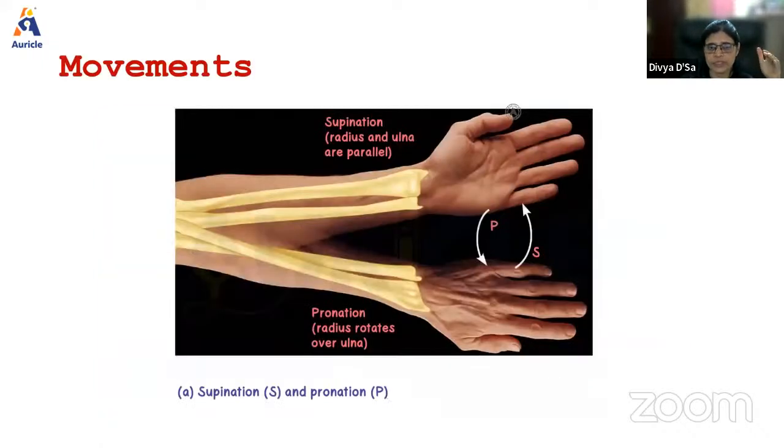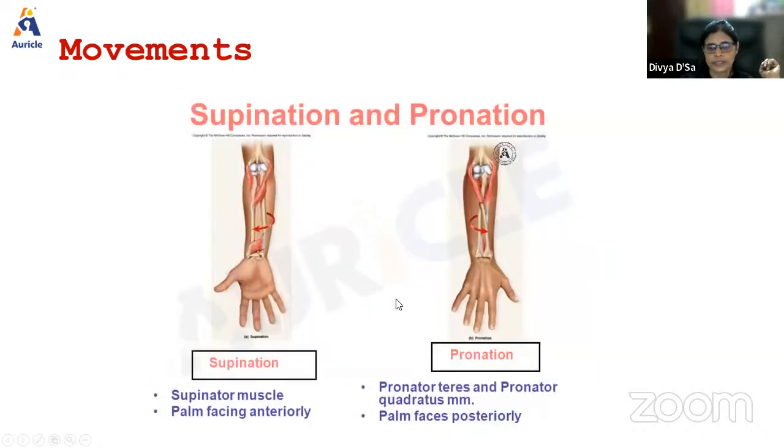So what movements does it bring about? It brings about supination and pronation, which are brought about by the supinator as well as the pronator teres and pronator quadratus muscle. Here at the superior joint, it is by the pronator teres. So you can see supination when the palm faces anteriorly. Pronation is when the palm faces posteriorly, like downwards, in the anatomical position.